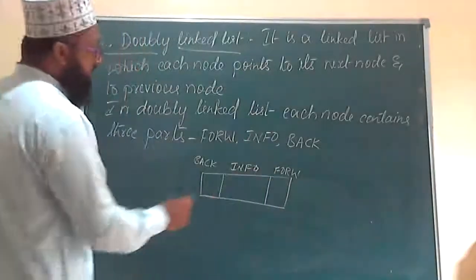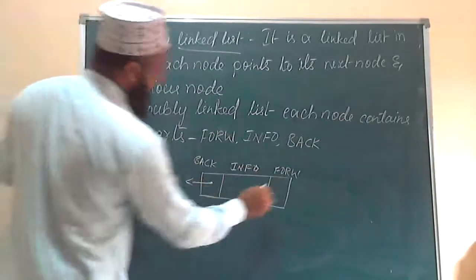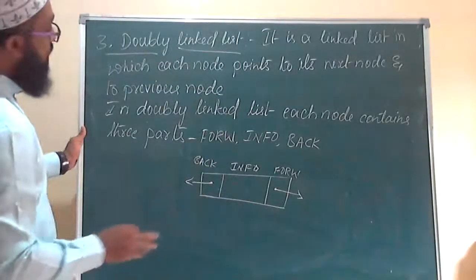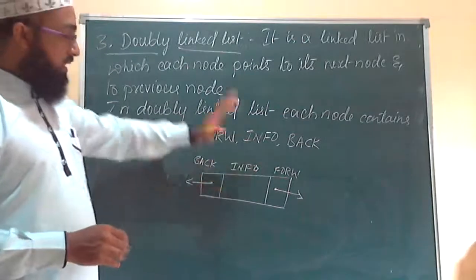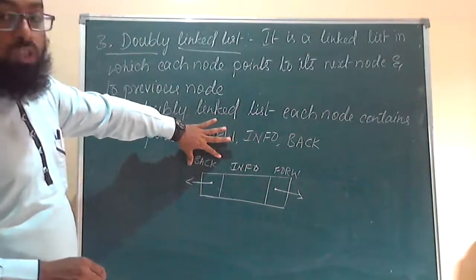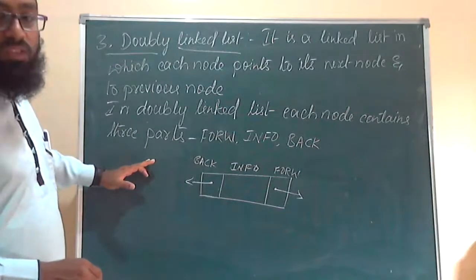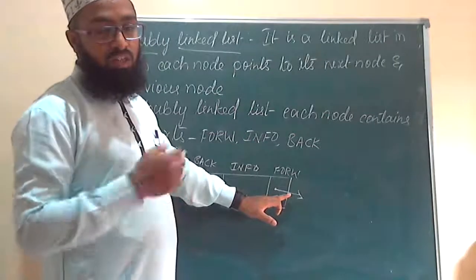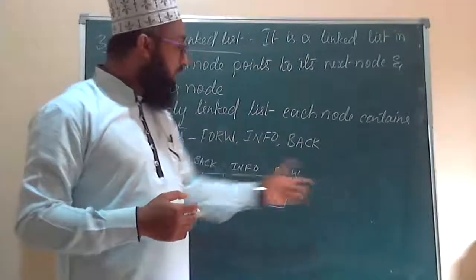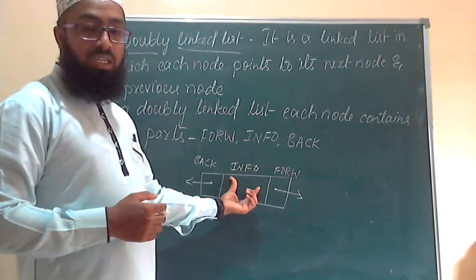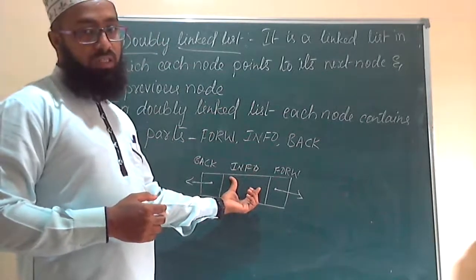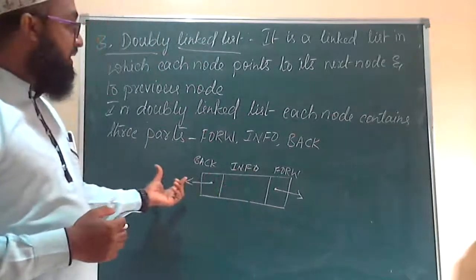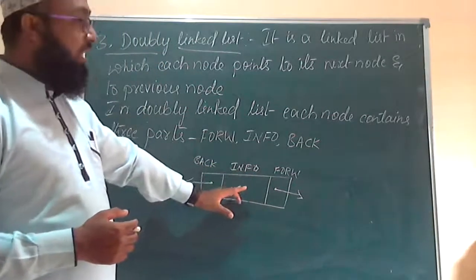What do these three fields indicate? Back field is a pointer field which contains the address of the previous node. Then forward is a pointer field or link field which contains the address of the next node. Then info contains its own actual data. So this type of linked list will be called a doubly linked list.